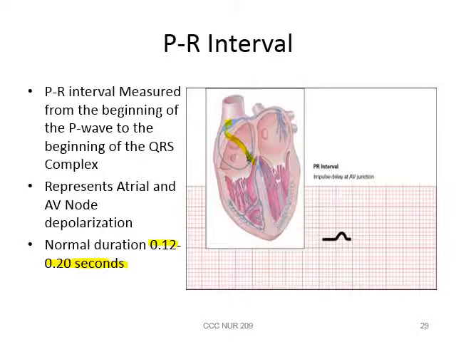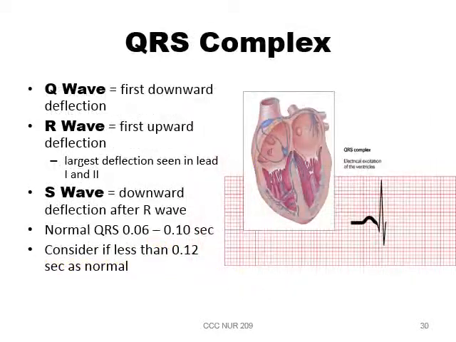Excuse me, I said that wrong. Let me say that again. 0.12 is 3 small blocks, to 5 small blocks, or 1 large block. So anything longer than that is abnormal. Anything shorter than that is abnormal. So you've got to look, that's where knowing the time interval on those small blocks is very, very important.